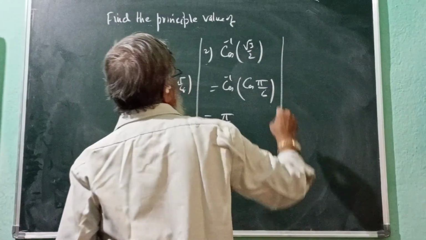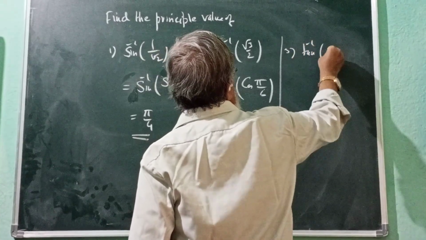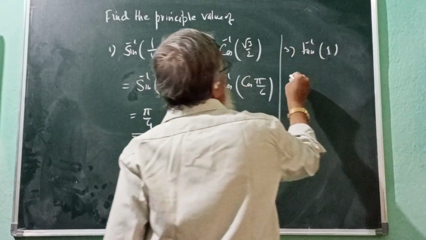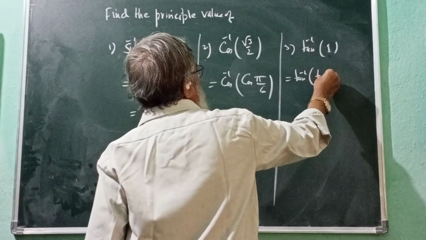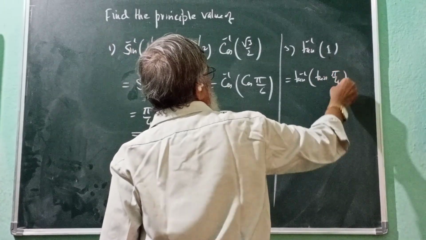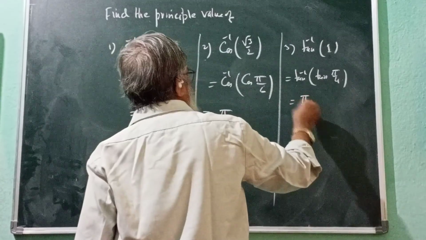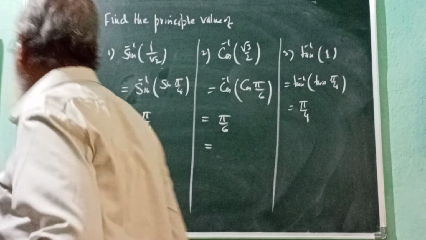Now you see here, the third one, tan inverse of 1. Let us write the value of 1 in terms of tan. What is the value of 1 in terms of tan? Tan 45 is 1. By the definition, tan and tan inverse cancel each other. The answer is pi by 4. Next three.